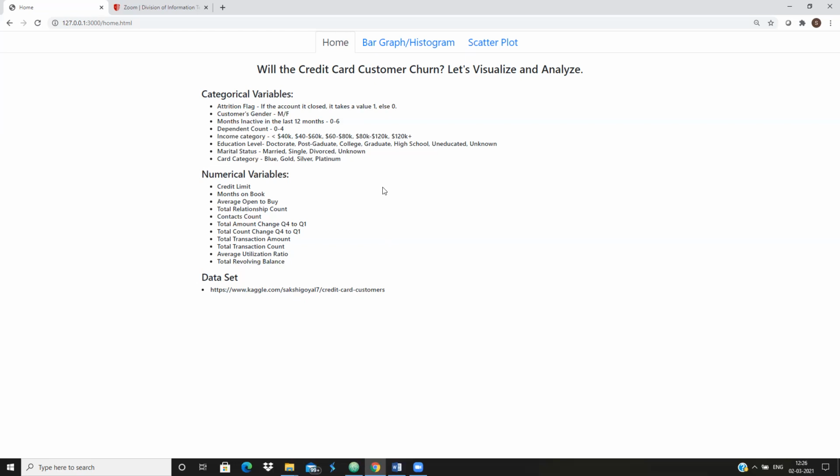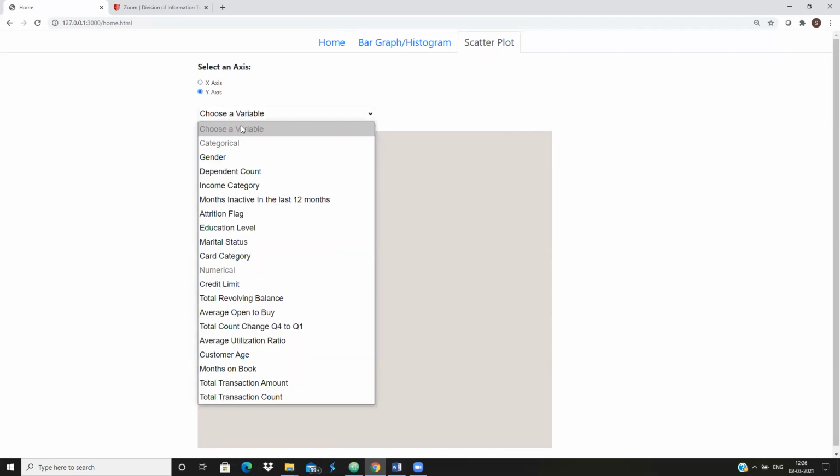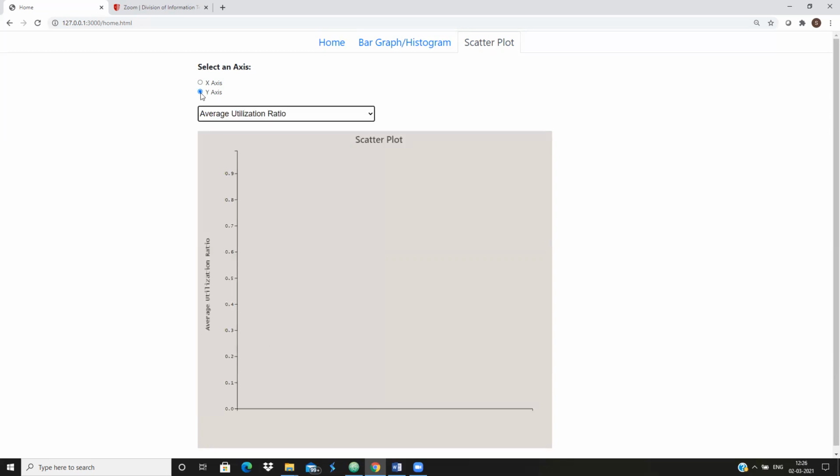Moving on to the actual implementation. So I think let's start with the scatter plot. It gives really interesting insights into the data. The scatter plot is capable of plotting any combination of categorical as well as numerical variables. Let's plot a graph of the average utilization ratio versus the attrition flag. On the y-axis, we have the average utilization ratio, and on the x-axis, we will have the attrition flag.